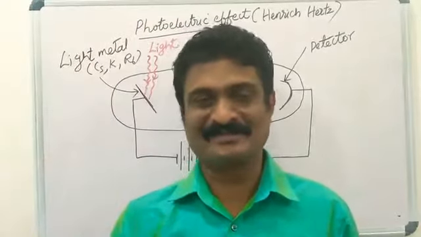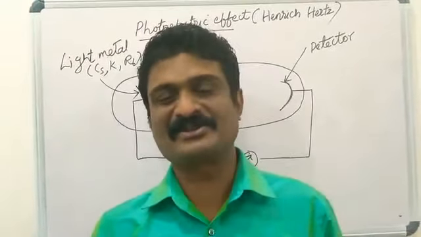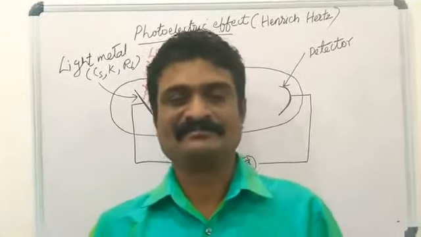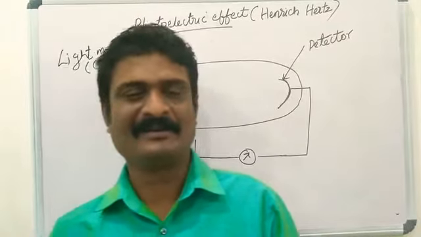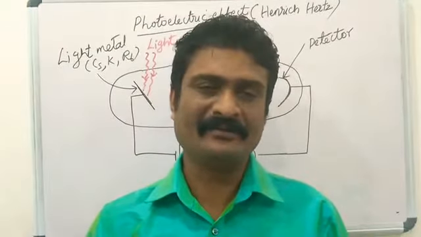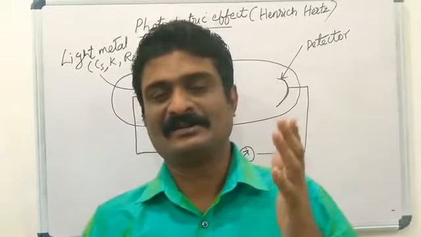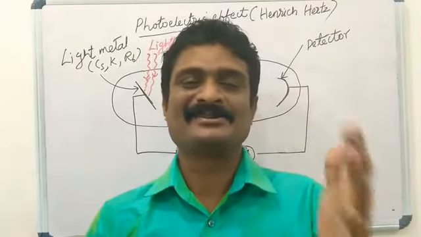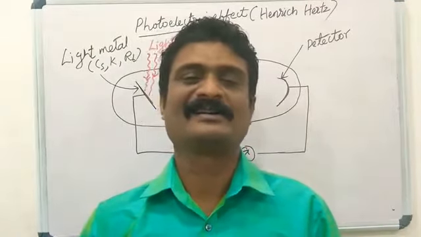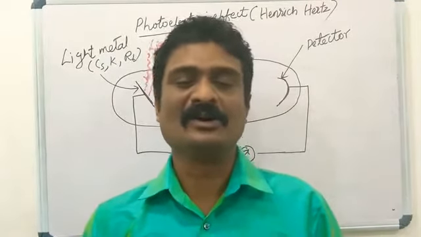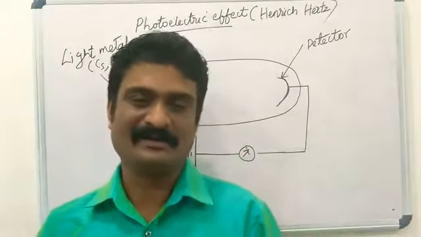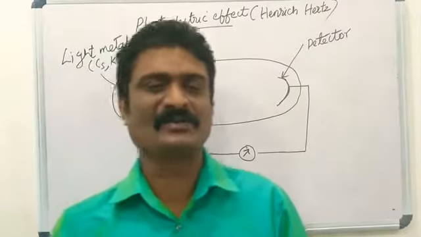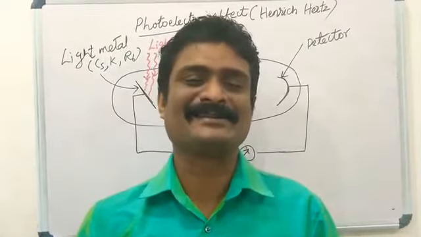Hello students, so far we have been discussing the main developments of Bohr's atom model. Already we have learned that dual nature of radiation and atomic spectra are the two developments of Bohr's atom model. Okay, what is meant by dual nature of electromagnetic radiation?